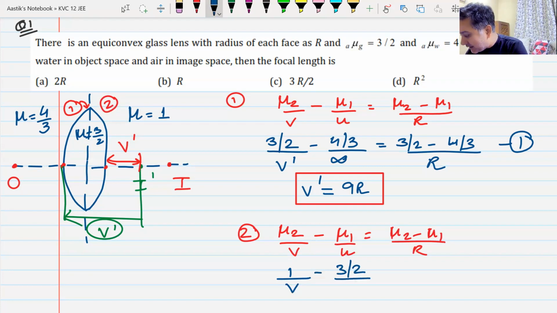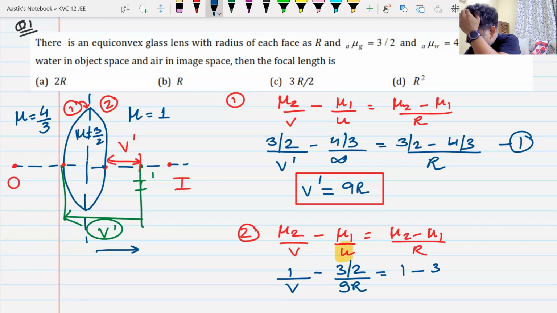Now be careful and tell me what is the value of U. V dash, sir. V dash, 9R. Plus or minus? It will remain plus only. No, beta, the distance is still measured in the same direction. Do we understand this? So it still remains plus, sir. Okay, well done. That will be equal to, now it is very simple.